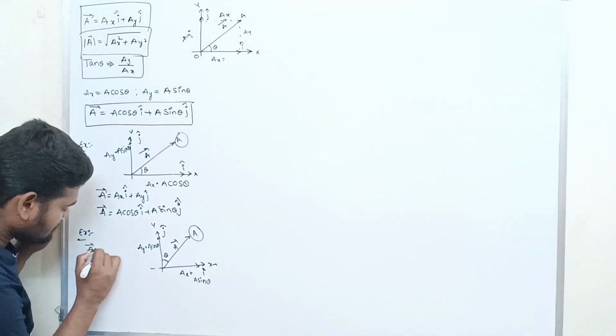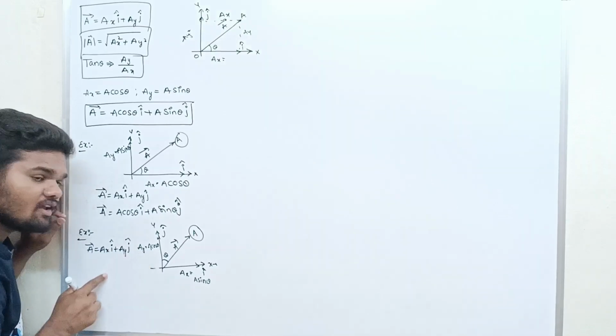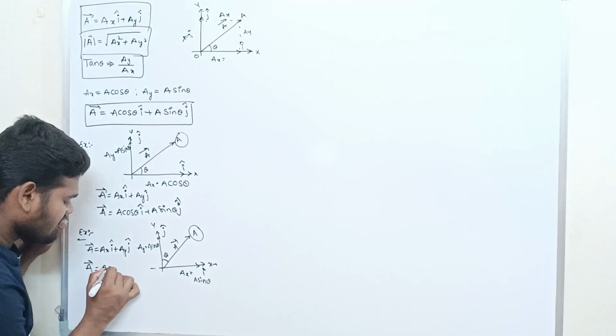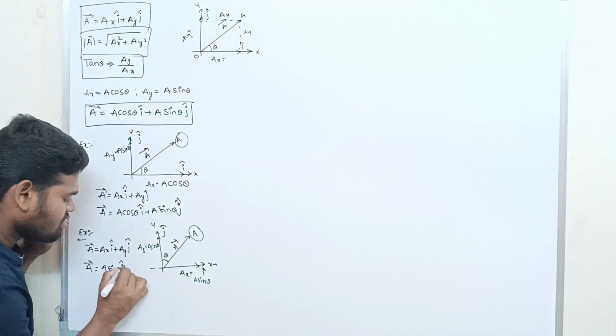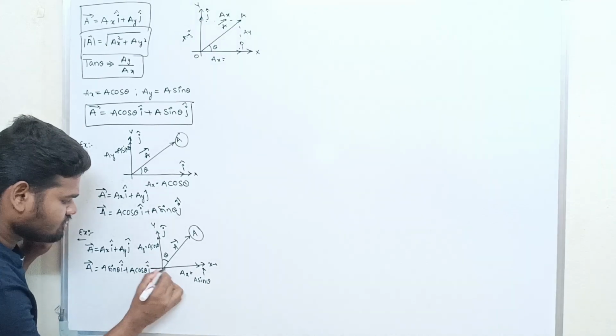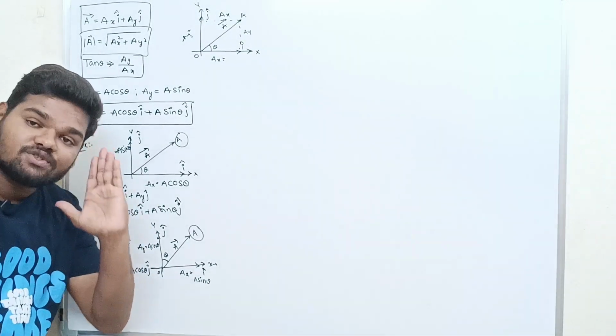So now a bar vector is equal to what? Ax i cap plus ay j cap. So a bar vector is equal to, what is ax? Ax is equal to a sin theta i cap plus ay is equal to a cos theta j cap. That's it. Over. So just one thing you should remember.